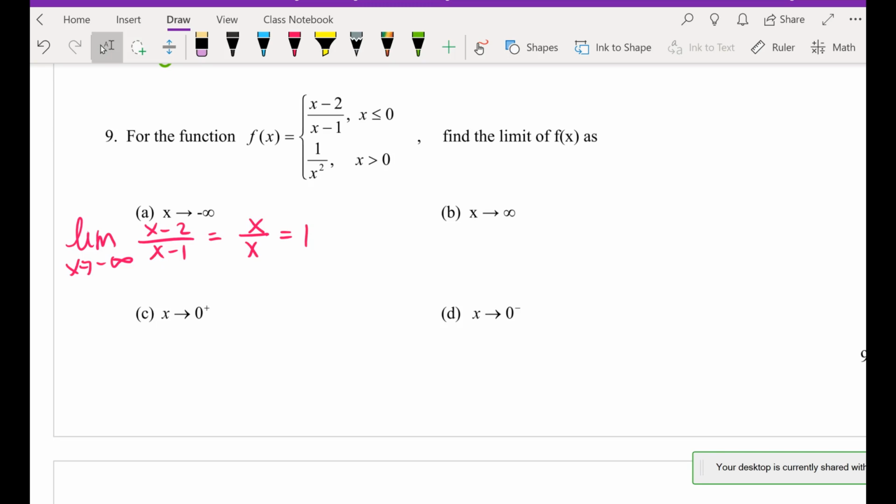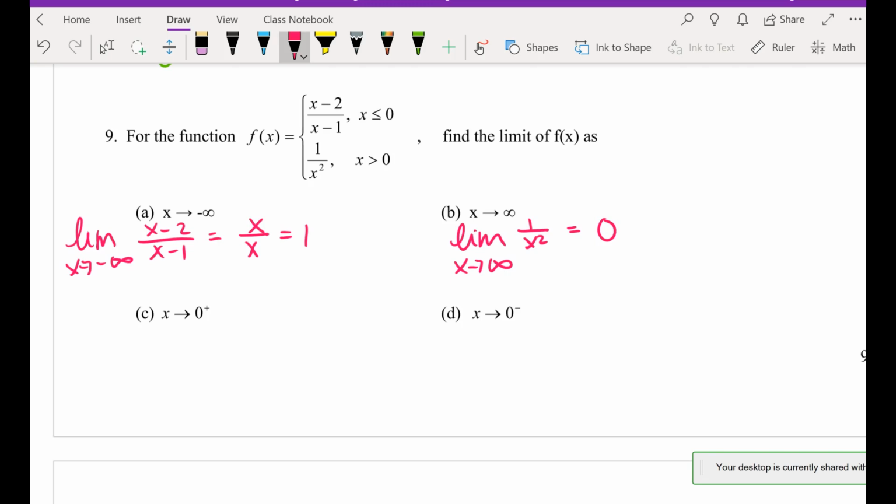Okay, B. Similarly, find the limit as x approaches infinity. Out of those 2 pieces, which one is applicable? The second, because x is greater than 0. So, same thing. What would you say the limit is? 1 divided by something ginormous is approaching 0. Okay. So, is that another asymptote if I ask for it?